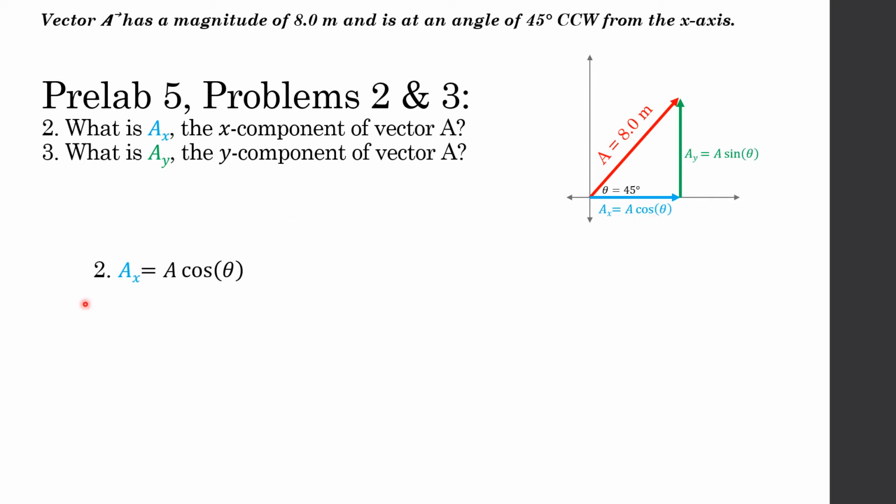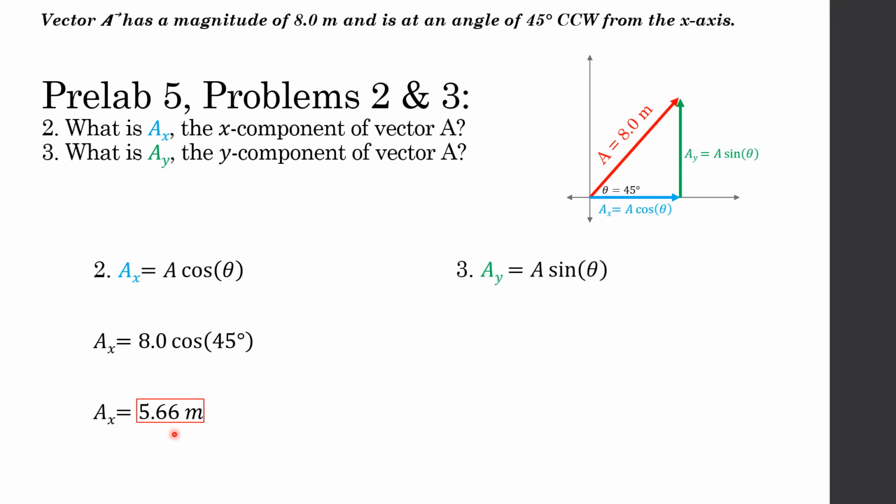Okay, so AX is equal to A cosine theta, as we've established in the previous lab. AX, of course, when we plug in our values, that's going to be 8 cosine of 45 degrees, right? Because the hypotenuse times cosine of theta is going to give us that adjacent side. So we do that, and we get that AX is equal to 5.66 meters.